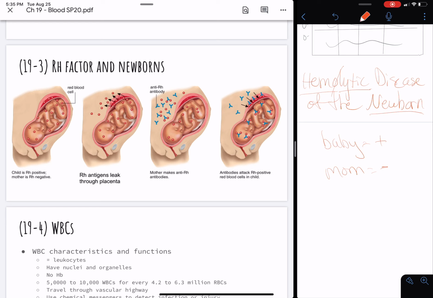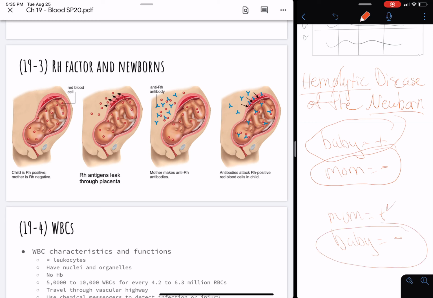Okay, so the whole point, right? Baby has to be positive and mom has to be negative. Doesn't matter if it's A, B, or O for either. Baby just has to have the Rh factor and mom doesn't have to have the Rh factor. If the opposite were true, right? So if let's say mom was positive, baby was negative, then it wouldn't even really matter, right? Because if mom was positive, mom is always going to be exposed to Rh factor. So whether or not baby even carries Rh factor doesn't matter.